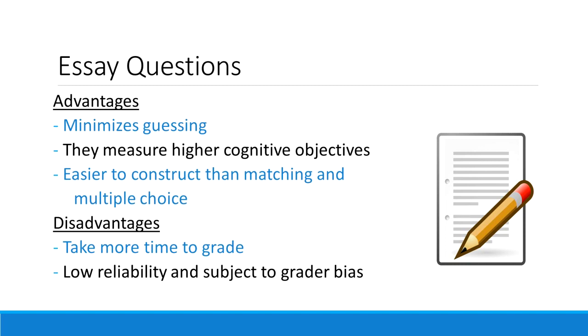reading. You can't put that in a machine for a machine to grade them. And there's low reliability. Remember that reliability just means you're going to get the same answer again and again. That doesn't make it a bad thing. You just need to know there's low reliability and it is subject to greater bias. So this gets into having a good rubric attached to your essay so that you reduce any greater bias.